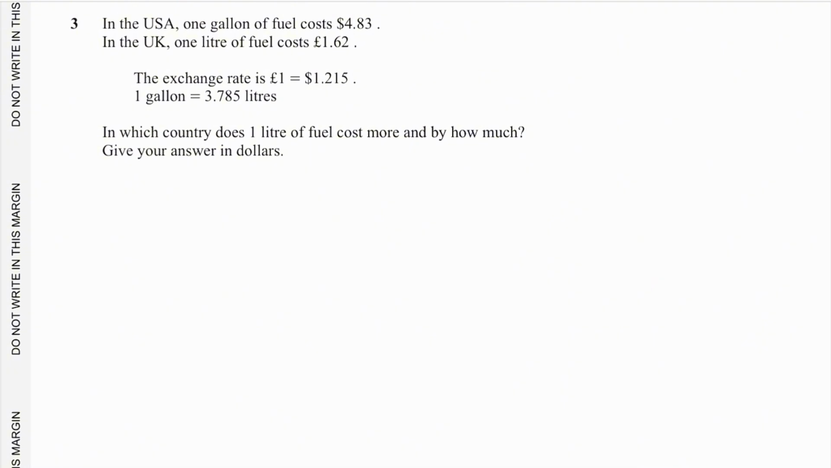The first thing is to convert the UK price to dollars per liter. So we're told that in the UK, 1 liter of fuel costs 1.62. So we just need to convert that into dollars. So what we're going to have is 1.62 times 1.215, which is the rate there. So when you do this, we're going to get this number of dollars to be 1.9683. So that is the price in dollars per liter for the UK.